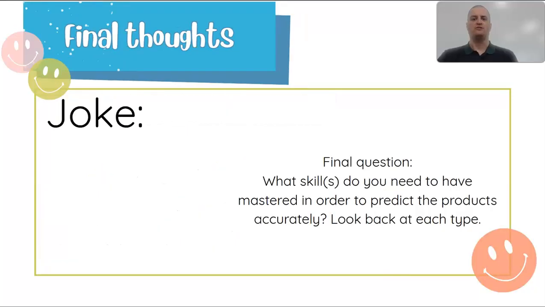So, with our jokes, our final thoughts, what happened to the man who was stopped for having sodium chloride and a 9-volt in his car? He was booked for salt and battery.